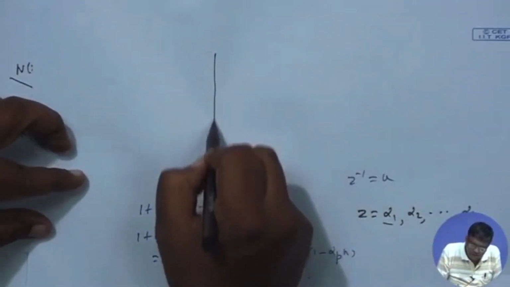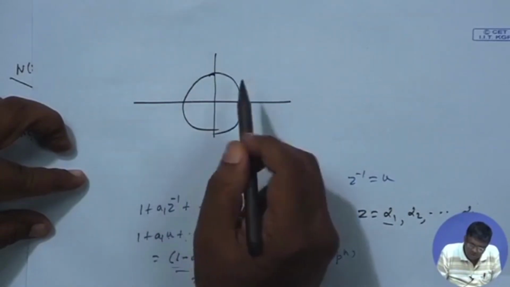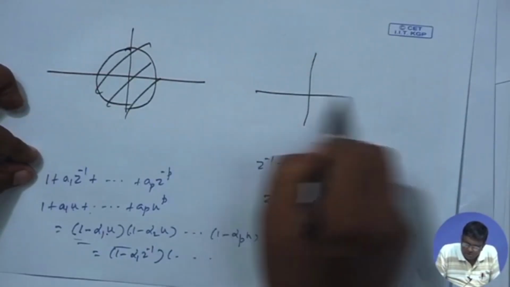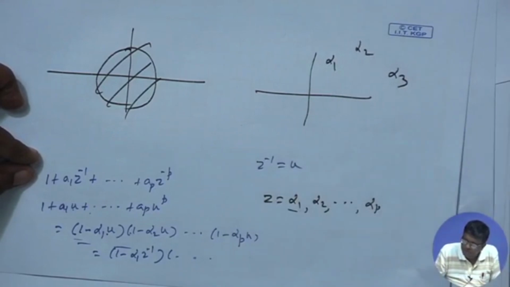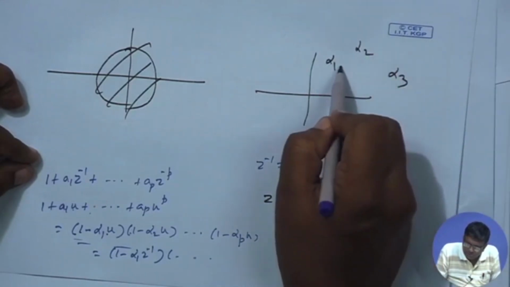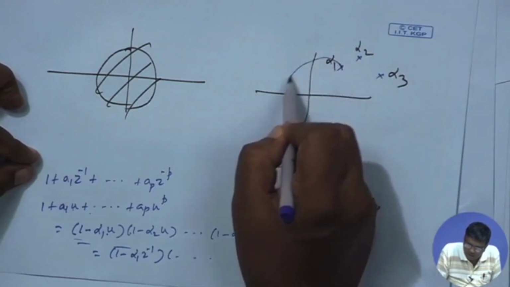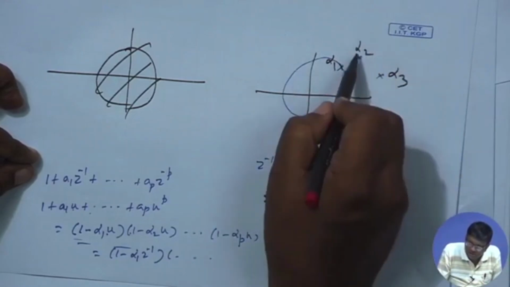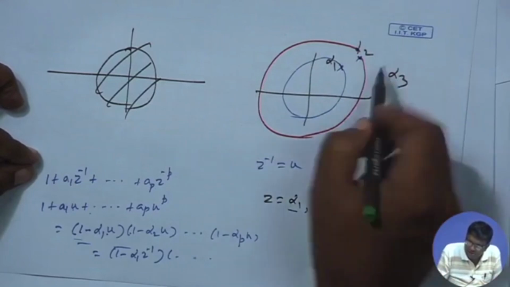Suppose, forget this, suppose you have got just alpha 1, alpha 2, alpha 3. This is alpha 1, this alpha 2, this alpha 3. Suppose I draw a circle through this, another circle through this, and another circle through this.